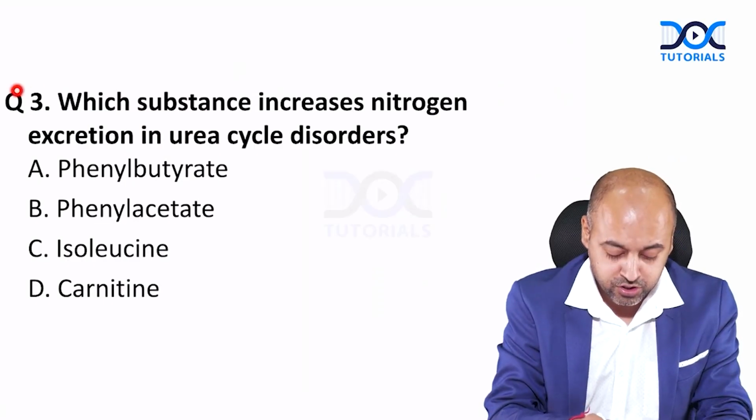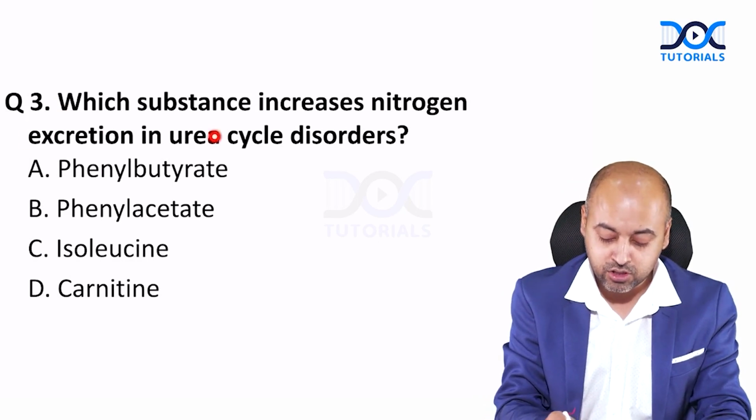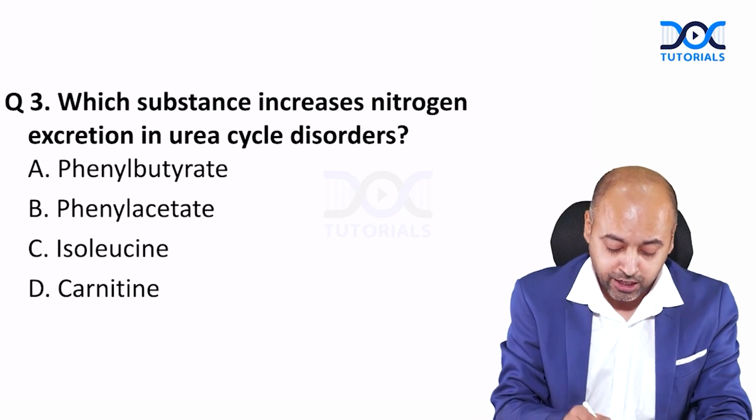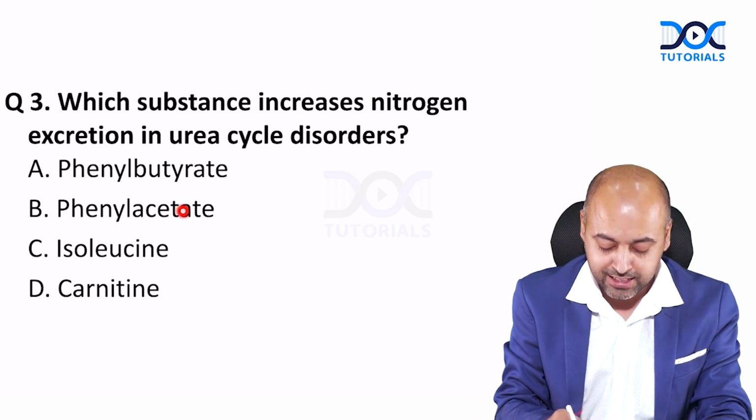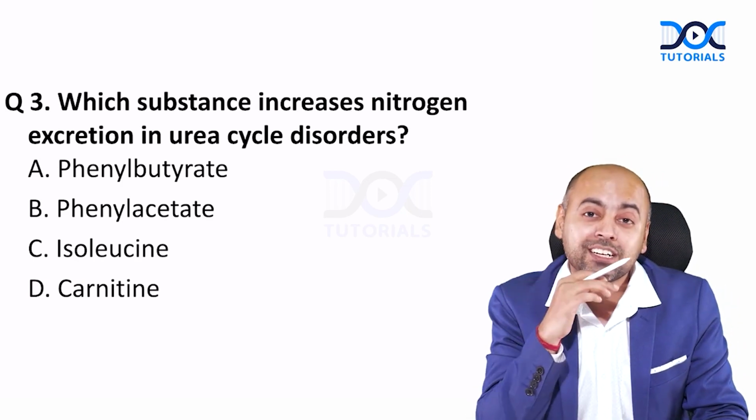Moving on to question number 3. Which substance increases the nitrogen excretion in the urea cycle disorders? And your options are phenyl butyrate, phenyl acetate, isoleucine and carnitine. Now this is a very simple but tricky question.